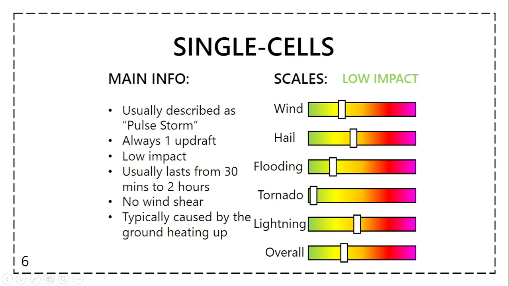But lightning, it does go near orange, and the reason for that is because it has got a lot of activity in there, a lot of instability, a lot of convection. Remember what convection was? Up and down movement to fuel thunderstorms. A lot of instability causes a lot of lightning, but overall low impact. That's what it is. It doesn't cause much issues along with it anyway. Described as post storm, 30 minutes to 2 hours, and no wind shear.